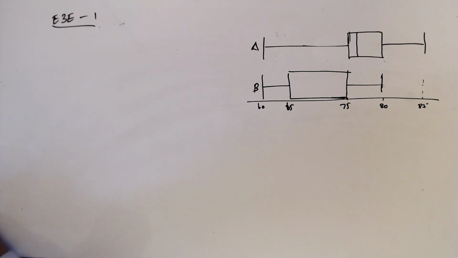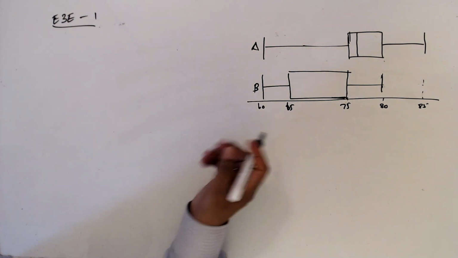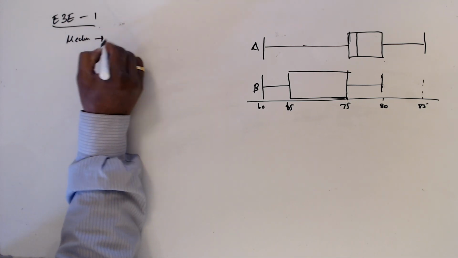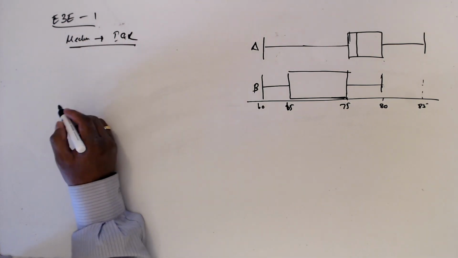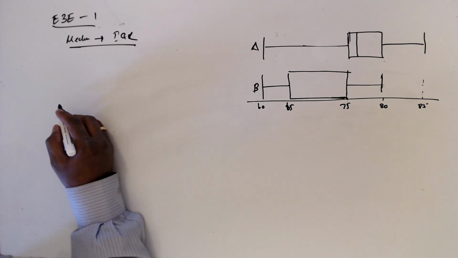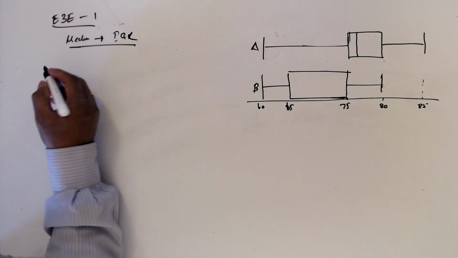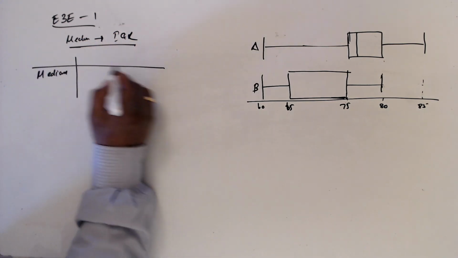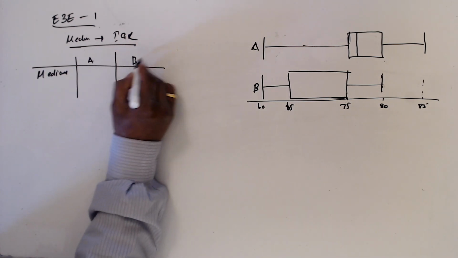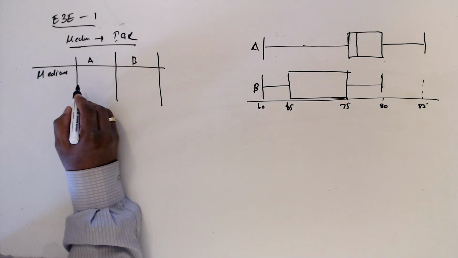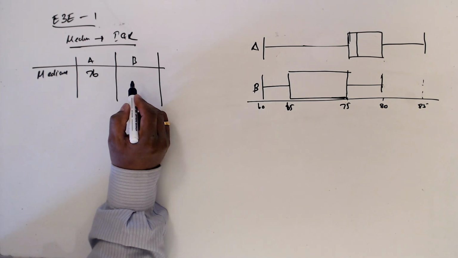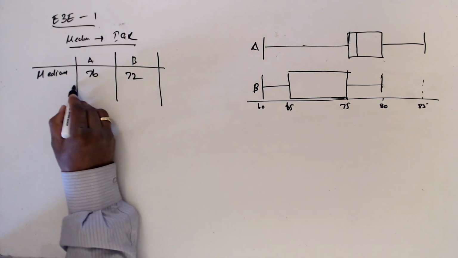So we want to compare the speeds on two motorways. This is a box plot. The main idea of a box plot is the median and the IQR, so we have to focus on median and IQR. The median of A and B motorway: for A motorway, we can see that it is 76. B motorway, it is 72.